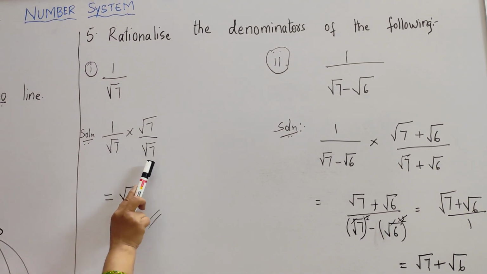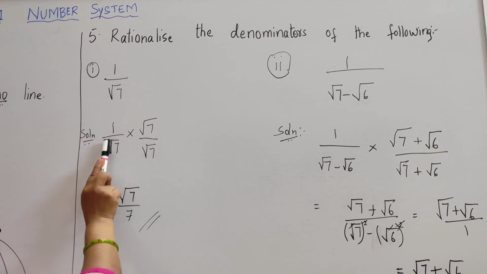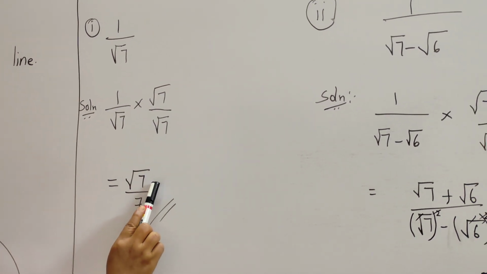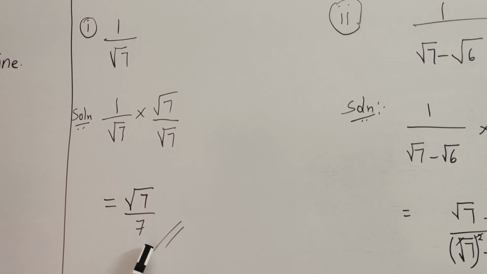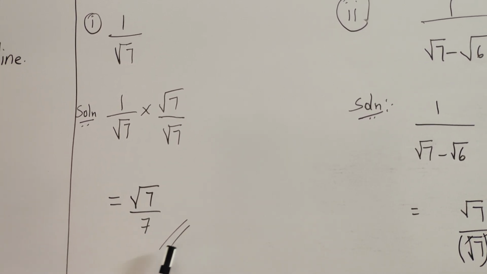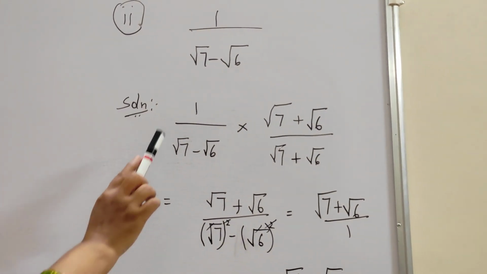When I multiply root 7 into root 7, it becomes 7. Root gets cancelled, you have 7. 1 into root 7 is root 7. So this is how you got a rational number in the denominator, and now it is a proper fraction. Hence this question is finished. Now coming to question number 2.